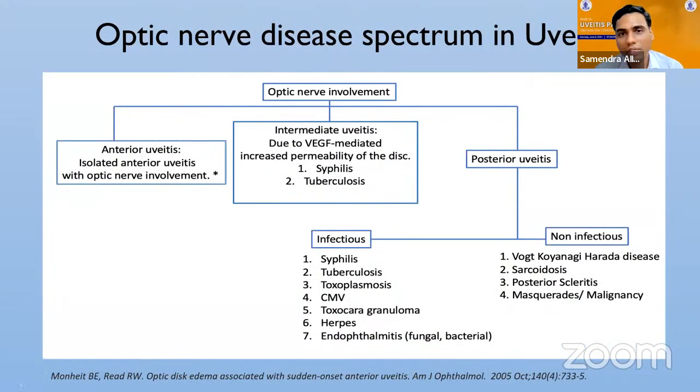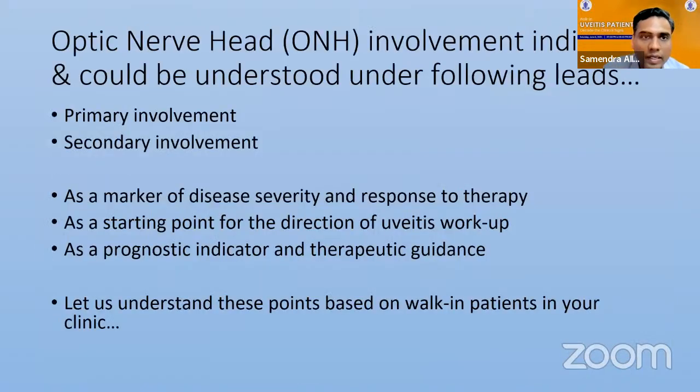So optic nerve involvement is universally seen in almost all kinds of uveitis, which I've listed out here, depending on the anatomical diagnosis of uveitis, like anterior, intermediate, posterior uveitis, and also based on the etiological diagnosis of uveitis, including infectious and non-infectious. Now, optic nerve head involvement in uveitis could be understood under the following leads. It could be a primary involvement or a secondary involvement, which we have been routinely discussing as a spillover or an adjacent advancement of the inflammation.